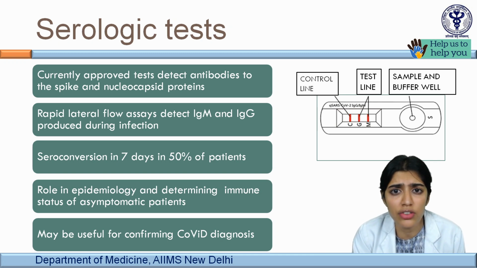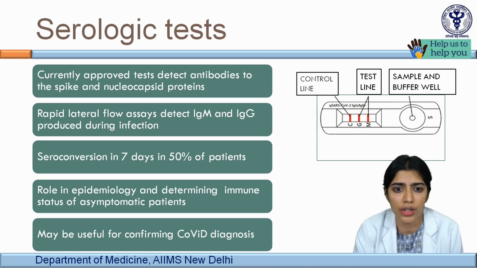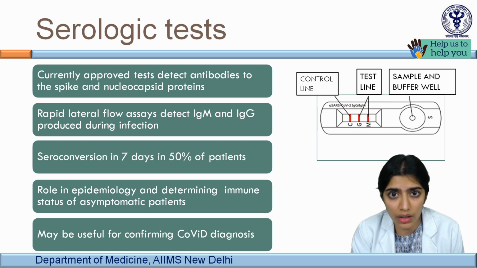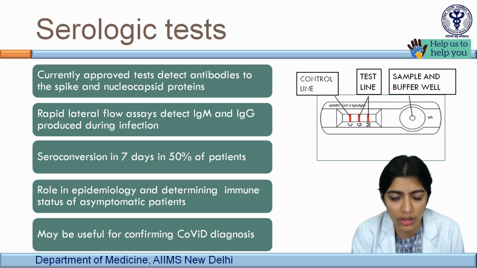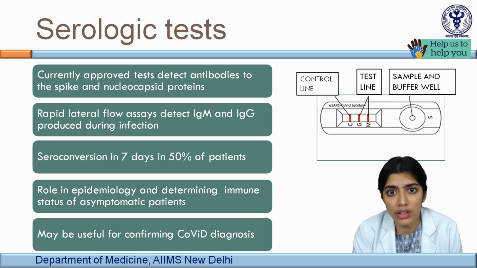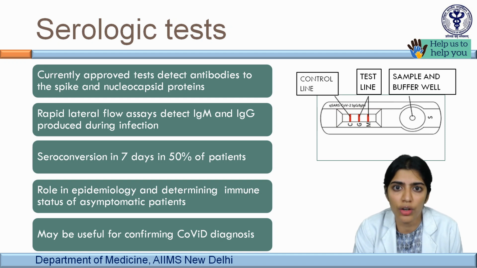The problem is patients take time to form antibodies. By the end of 1 week, only half of the total patients would have detectable antibodies, and it will take up to 2 weeks for most or all of them to develop antibodies. So the primary use of serology is, one, of course, for confirming diagnosis, although late into the disease. Second, for studying the prevalence of COVID-19 in a population. Also, it may be used in asymptomatic patients to see if they have already developed immunity to COVID-19 infection.